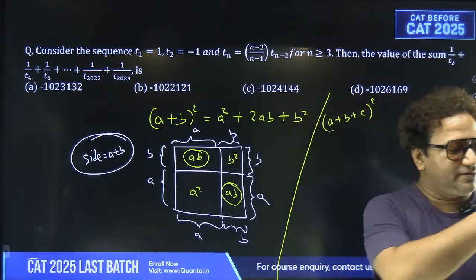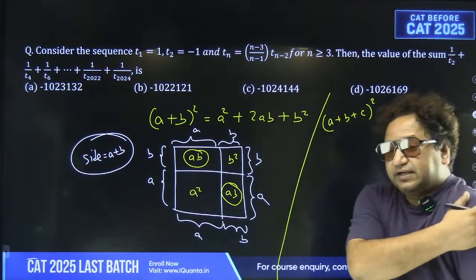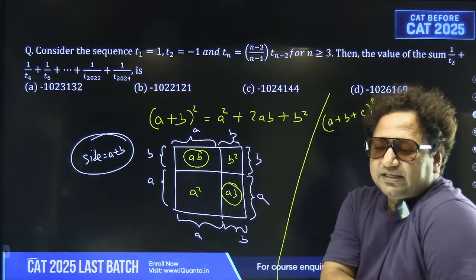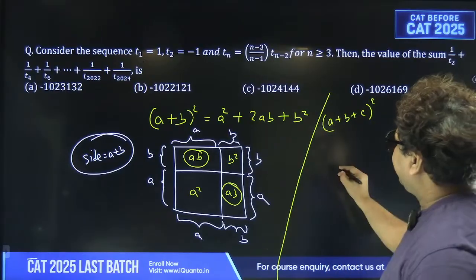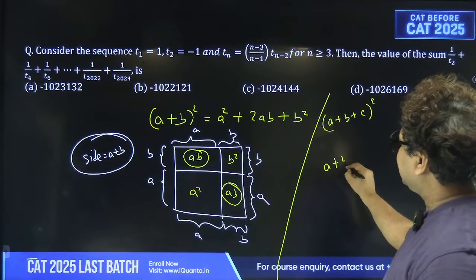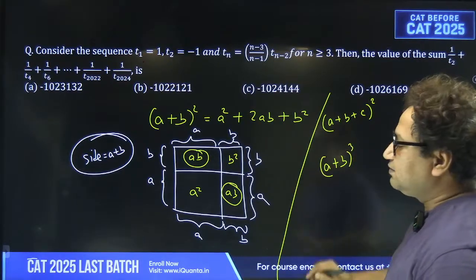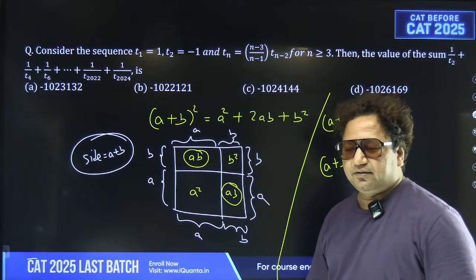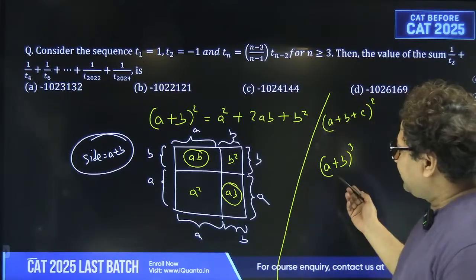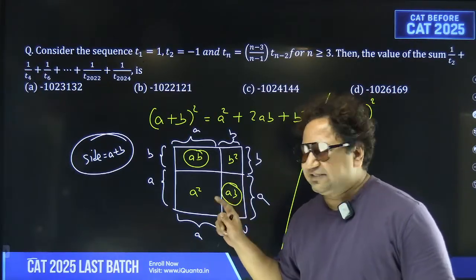Coordinate geometry, yes. (a + b + c) whole square. We can do the same thing over here as well. If I want to formulate (a + b) whole cube, you know what I'll do? I'll be extending this to the third dimension as well.